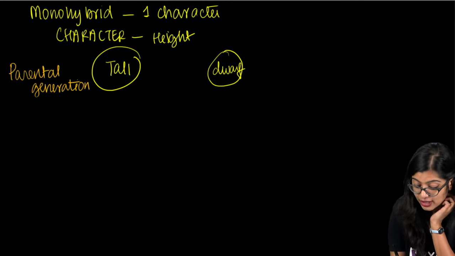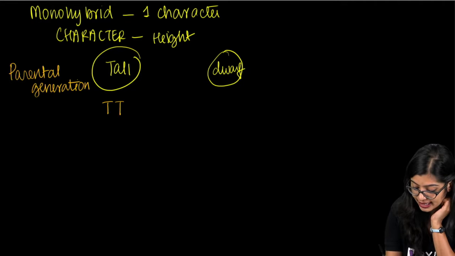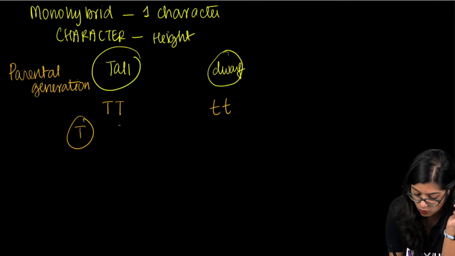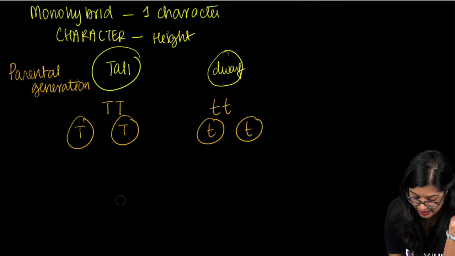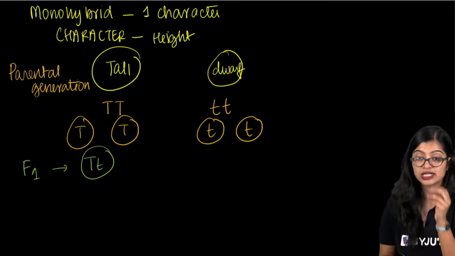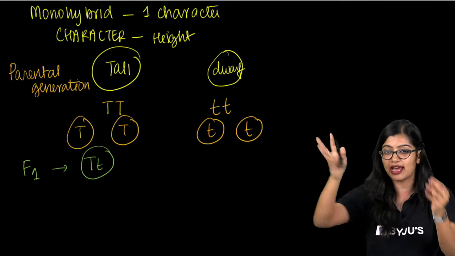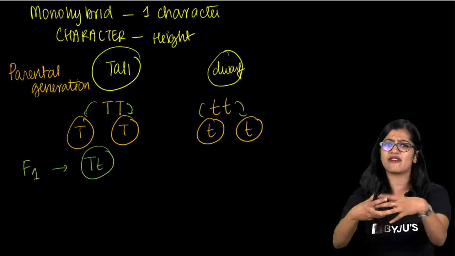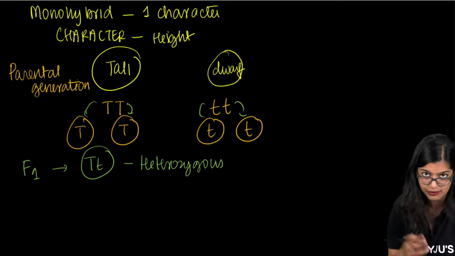So in the parental generation, he took a pure tall plant. If it is a pure tall plant, their genotype is capital T, capital T. And he took a pure dwarf plant, that means small t, small t. Now gametes will have only one of each, right? Which is why in the F1 generation, when he got his first set of offspring, he saw that all of them were heterozygous tall. So now you see, gametes have segregated. The alleles that were there have segregated into different gametes, and they have undergone fusion and we have got this heterozygous condition. So all of them have become heterozygous in the monohybrid cross.